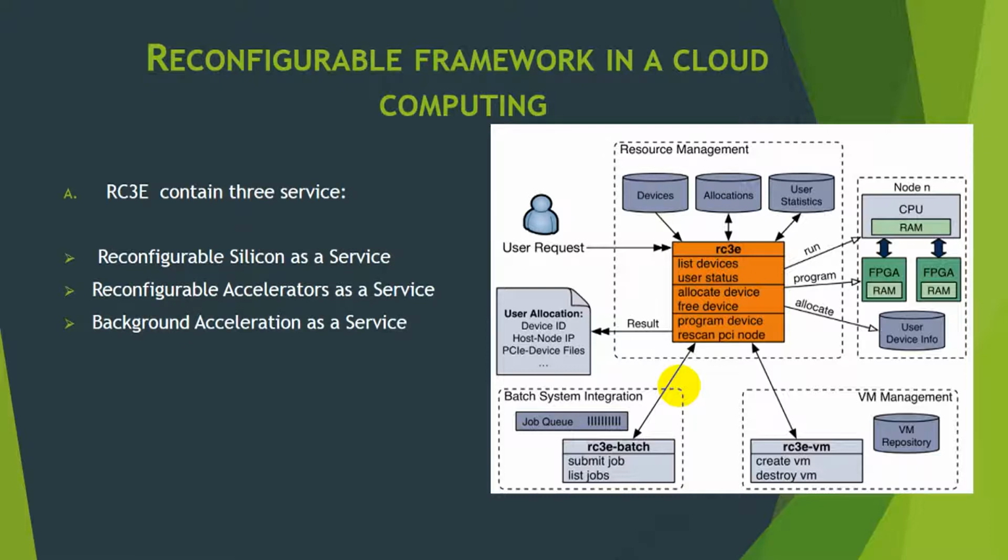The first service provides full access to the user, so the user can access the accelerator, like an FPGA, and reconfigure it. In this case the cloud provider should trust the user, because if you don't trust the user, you may be open to attack.